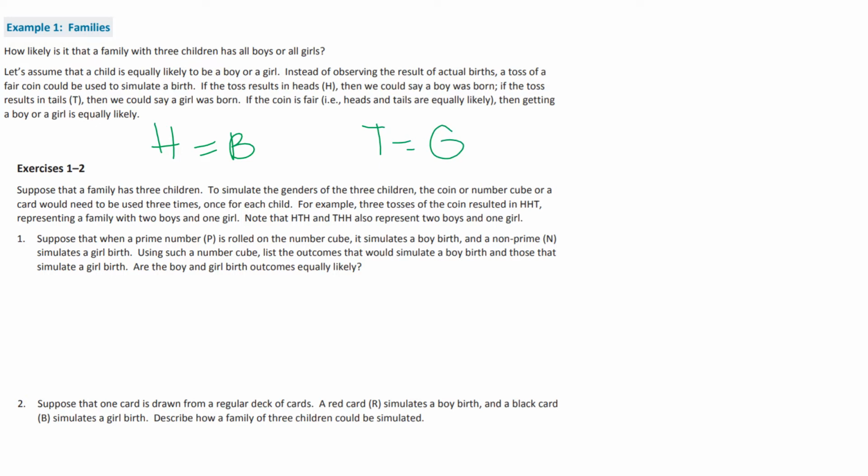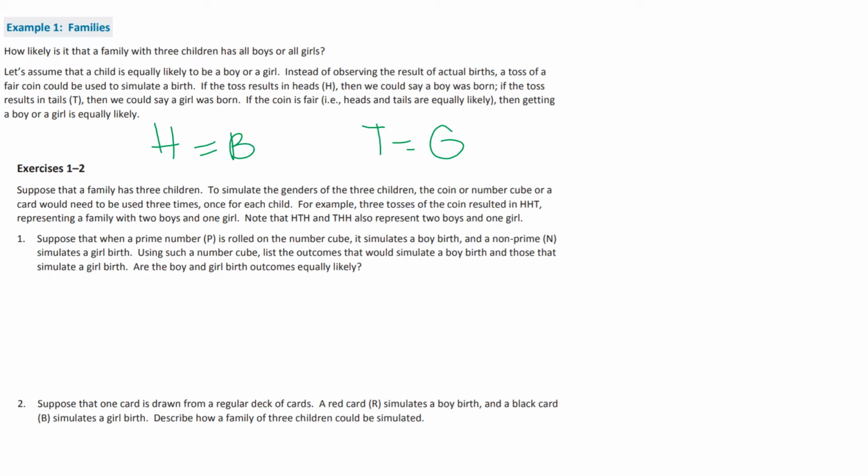So if we go to exercise 1, it says, suppose that family has 3 children. To simulate the genders of the 3 children, the coin or a number cube or a card can be used 3 times, once for each child. For example, 3 tosses of the coin that results in heads, heads, tails represents a family with 2 boys and 1 girl. Note that heads, tails, heads and tails, heads, heads also represent 2 boys and 1 girl. This is just saying when you either roll the dice or when you flip the coin 3 times, it's going to give you the outcome for a group of 3 children.